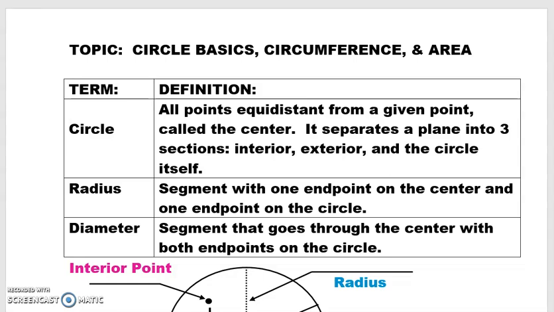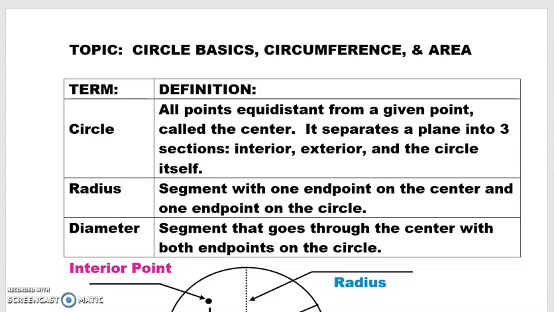Hi students! Today we're going to talk about circle basics, including finding the circumference and area. So first we need to know what a circle is. It is all points equidistant from a given point called the center, and it separates a plane into three sections: interior, exterior, and the circle itself.